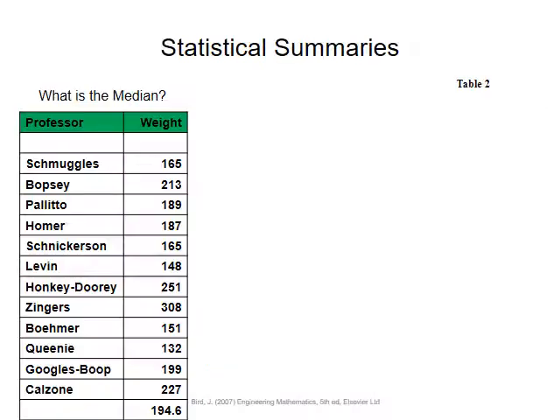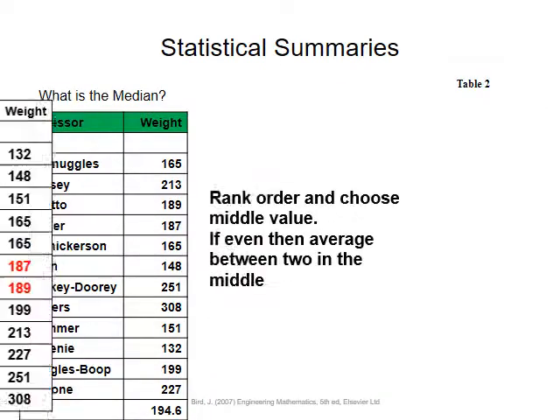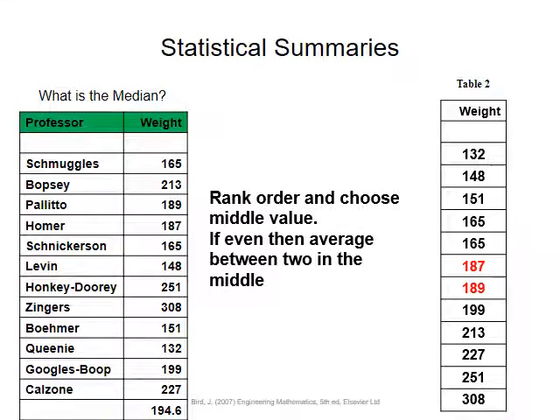Example: have a look at the same example of the professors' weights. To find the median, we arrange them either from the lowest to the highest or the opposite. They are 12, so we expect item number 6 and item number 7; we add them and divide by 2 to give you the median.